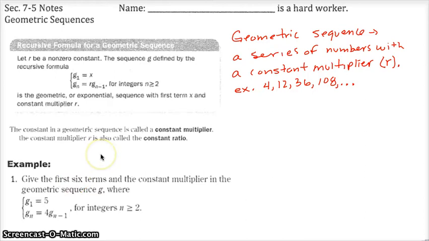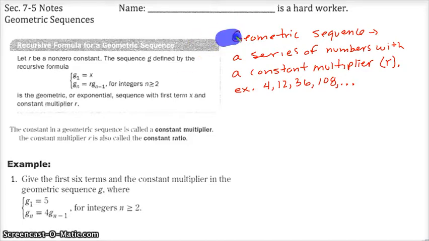Welcome everybody. Today's lesson is about geometric sequences. In today's lesson, you'll learn what a geometric sequence is, how to write one as a recursive formula, and how to write one as an explicit formula. But first things first, let's go ahead and define geometric sequence.